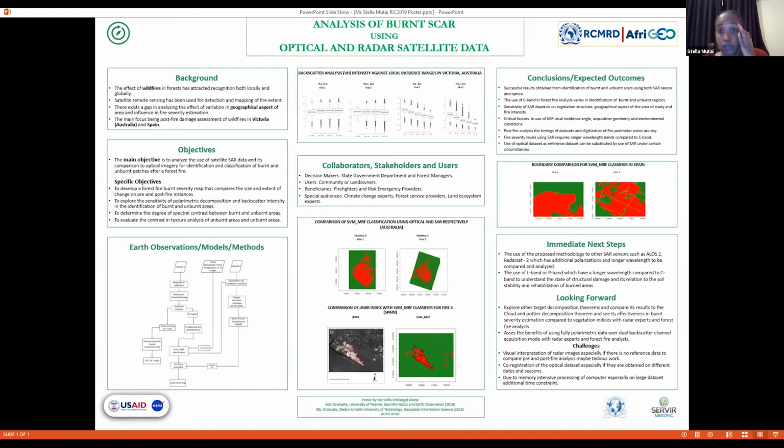And so they had less, how do I say, it was difficult to identify burnt and unburnt in those particular areas, especially steep slopes, because some appear as shadowed areas, so I couldn't see the difference as compared to a flat area, which was fire one. Also, another factor that one needs to consider when using SAR is the correction of the local incidence angle effect, the acquisition geometry, and even the environmental aspect.